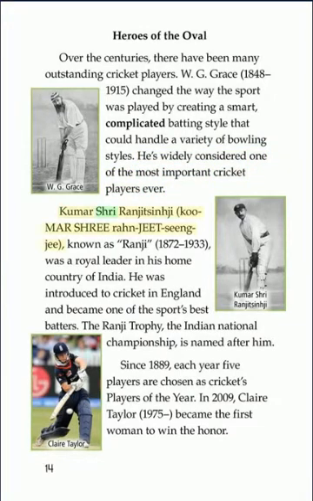Kumar Shri Ranjit Singh Ji, known as Ranji, 1872 to 1933, was a royal leader in his home country of India. He was introduced to cricket in England and became one of the sport's best batters. The Ranji Trophy, the Indian national championship, is named after him.